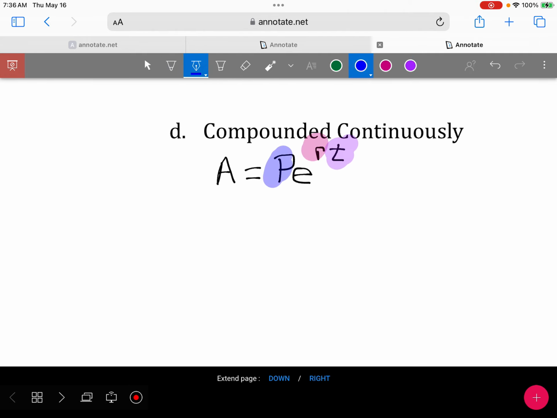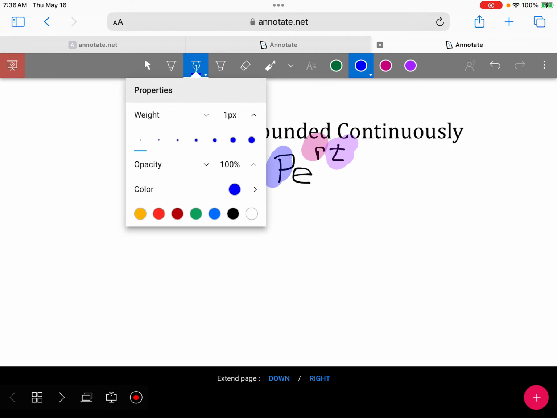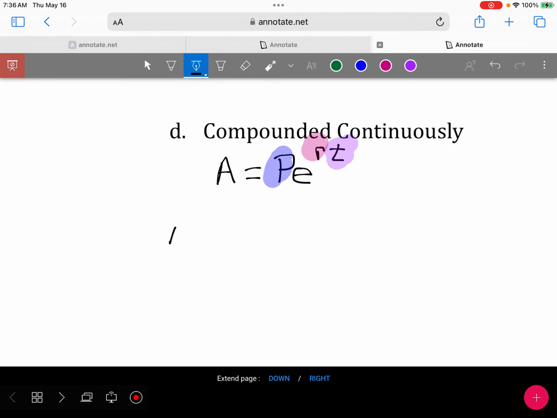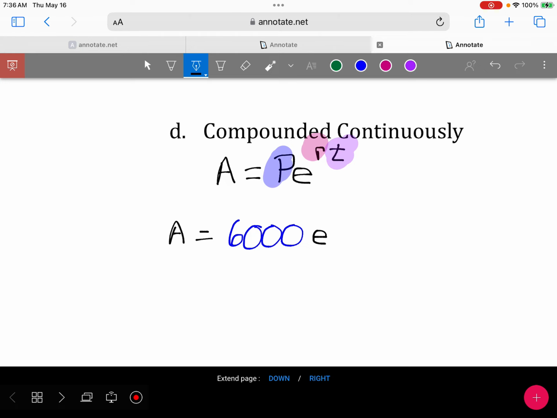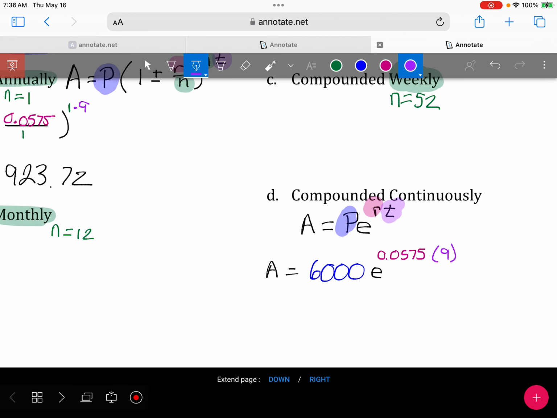So we need to be able to use both kinds of equations here, or both formulas. Plugging in the pieces we have, we wind up with our 6,000 e to the exponent of our 0.0575 times our time, which is 9. So it's the same pieces, just in a very different order.